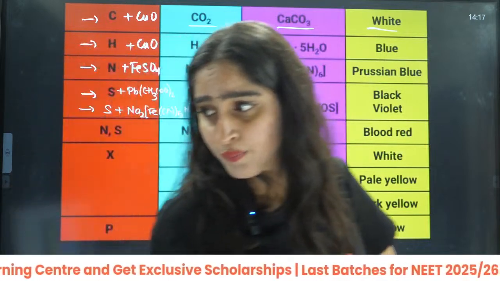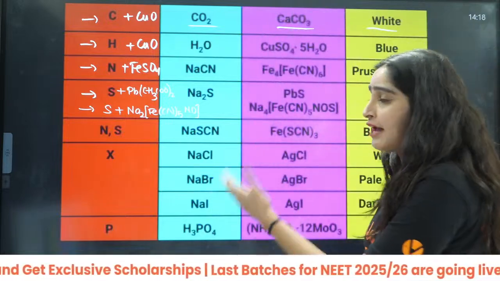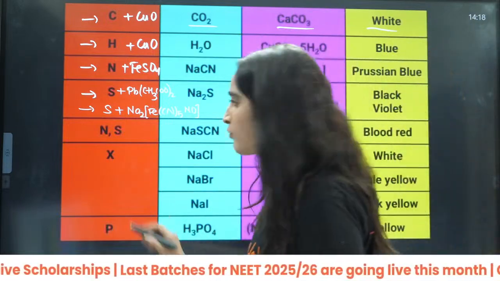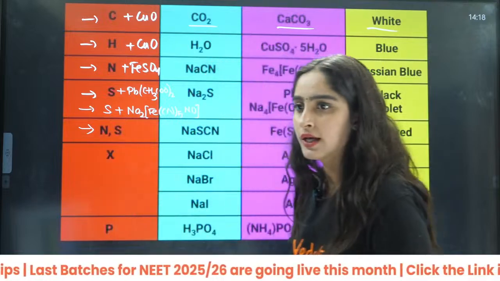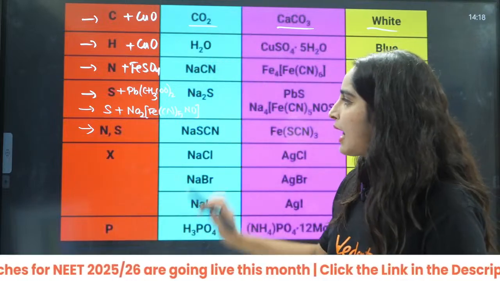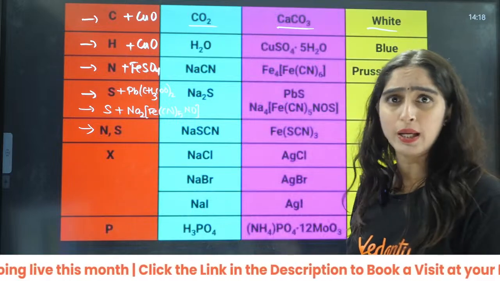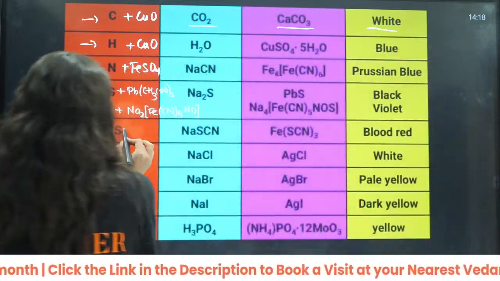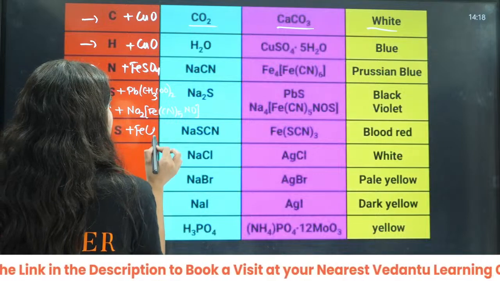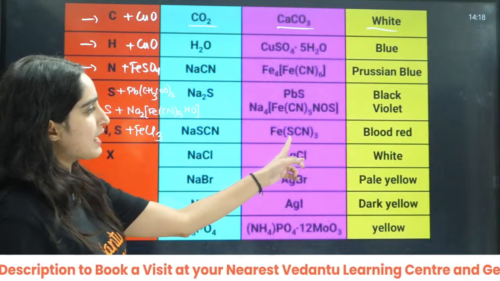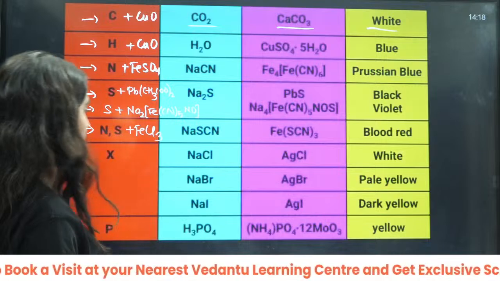Okay. Now, if you have N and S both, then what will happen? You will react this with Fe3+, that is FeCl3, right? You will react this with FeCl3, and it will give us Fe(SCN)3, blood red precipitates.